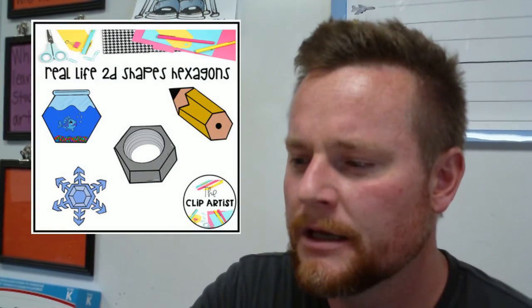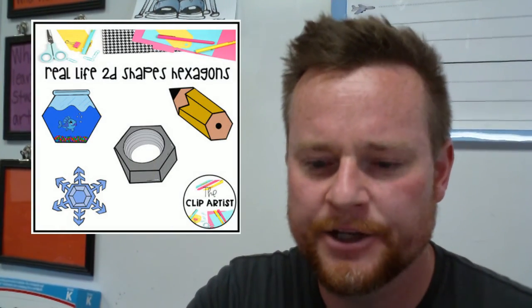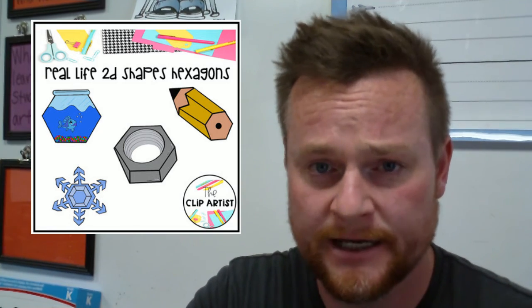Our next shape is the hexagon, a very cool shape. The hexagon has 6 sides and it has 6 corners. What are some things in our world that are shaped like a hexagon? Let's find out.